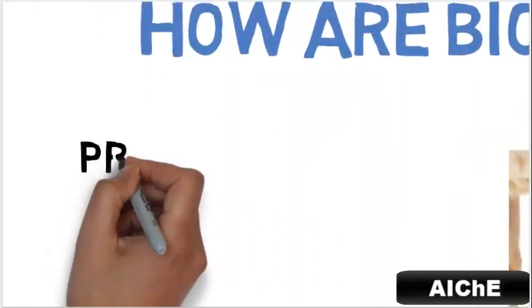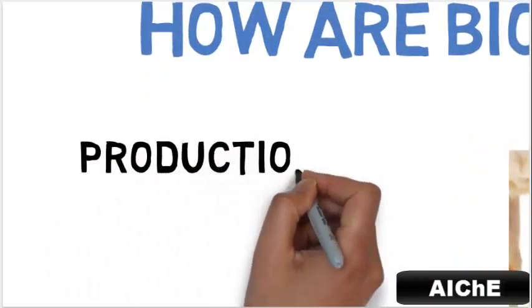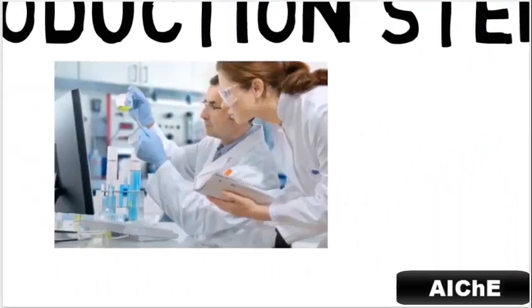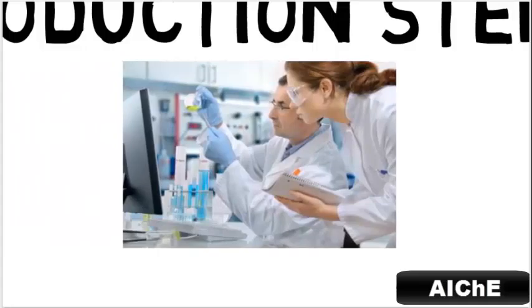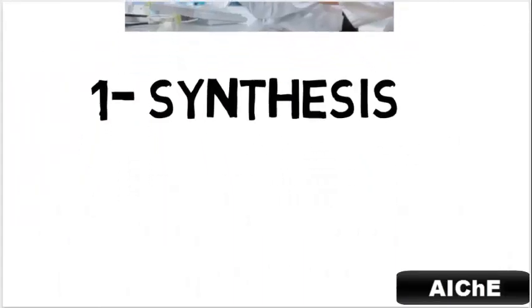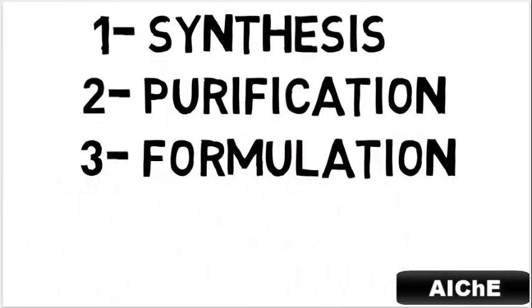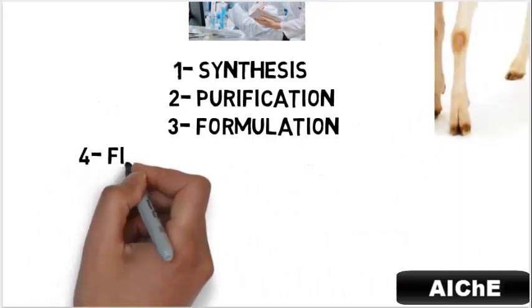And now to the production steps. Production of a biopharmaceutical involves many different, complex, and lengthy steps. We may divide them into 4 steps. The first one is synthesis. The second one is purification. The third one is formulation. And the last one is final dosage form preparation.